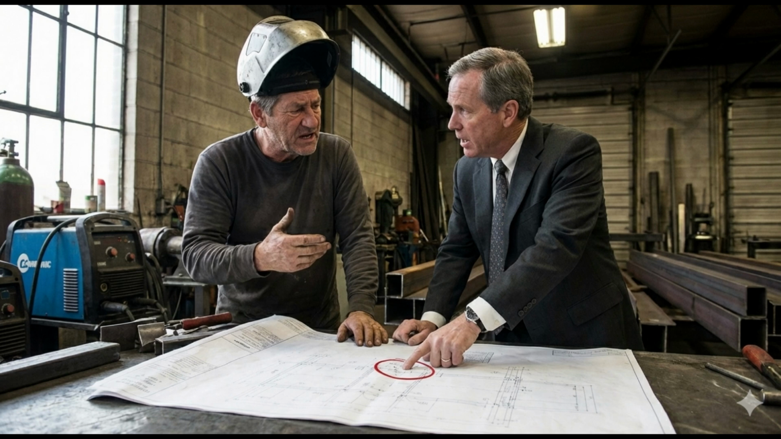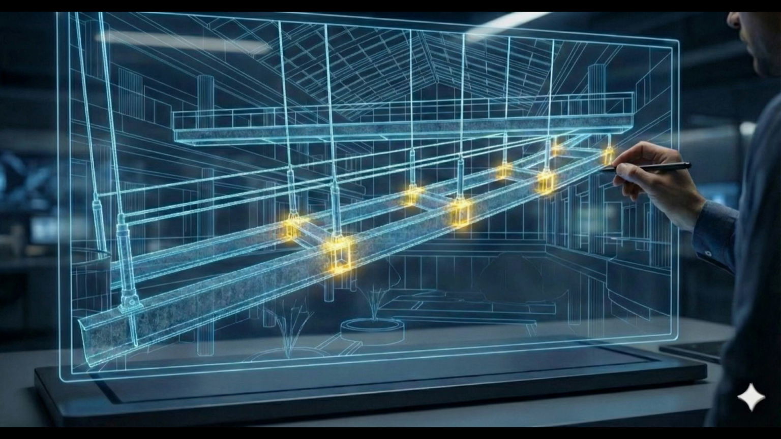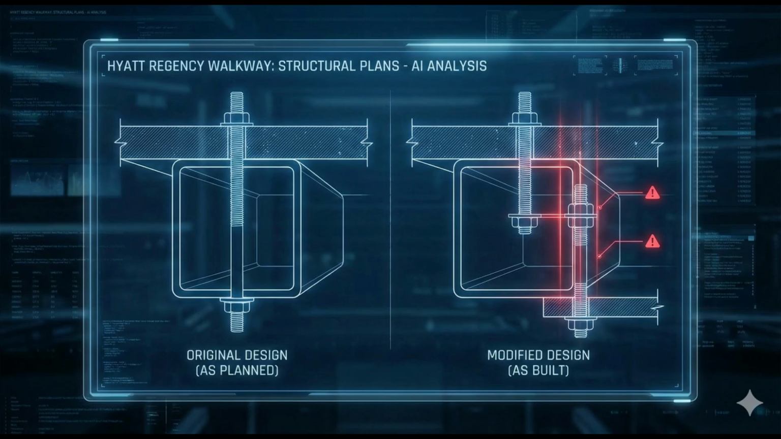This wasn't about anyone's competence. These were qualified professionals. This was about a system that lacked sufficient checks. Engineering failures are rarely caused by one mistake. They're caused by multiple safeguards failing simultaneously. The design was changed. The change wasn't properly reviewed. The calculations weren't redone. The inspections focused on workmanship, not design verification. Every checkpoint was passed without the error being caught.